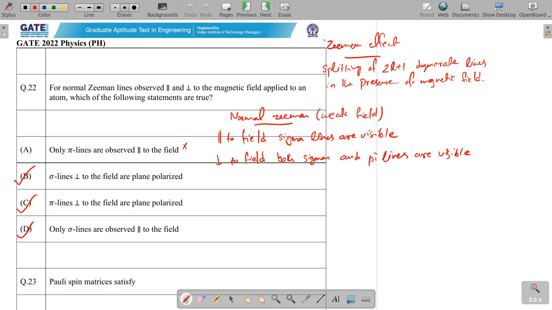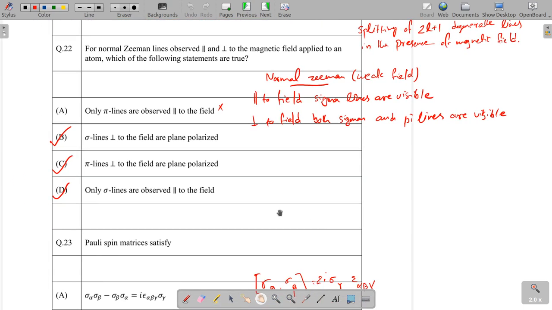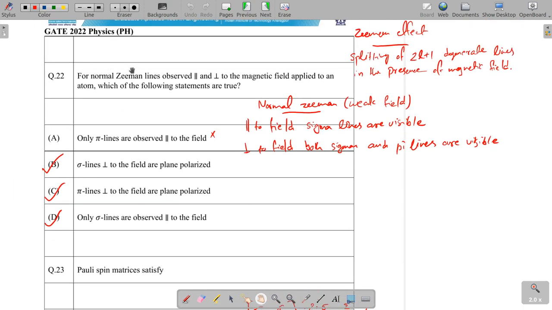Coming back to this question, you should remember the Zeeman effect: you have 2l plus 1 degenerate states in the atom for an angular momentum quantum number L, that will split into 2l plus 1 non-degenerate states in the presence of a magnetic field. This is called the Zeeman effect, or normal Zeeman effect, in the weak field limit. You have the anomalous Zeeman effect in the strong field limit, which is not the question here because it's normal Zeeman.